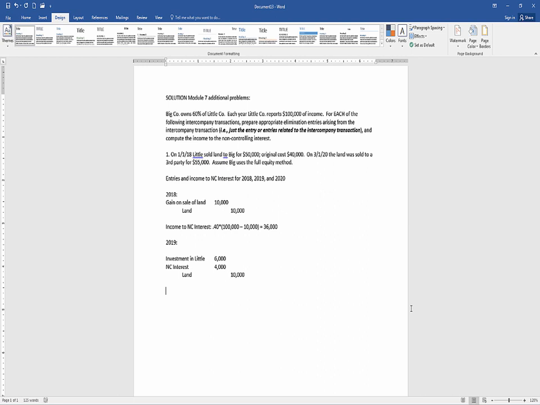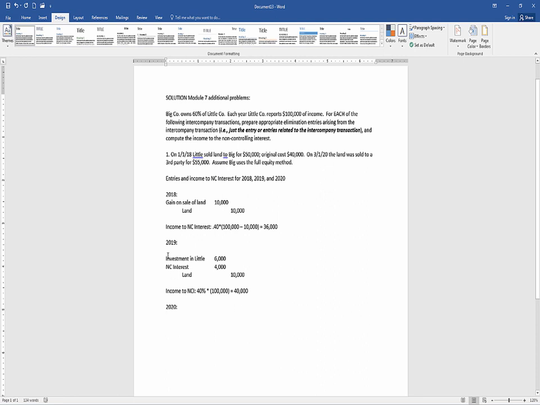Income to the non-controlling interest, again, they're going to get their share, 40%, of the subsidiary's reported earnings plus or minus any income adjustments. Now looking at that elimination entry, there are no income statement accounts there, so they're simply going to get their share, 40% of $100,000. In 2020, the land is sold to a third party.